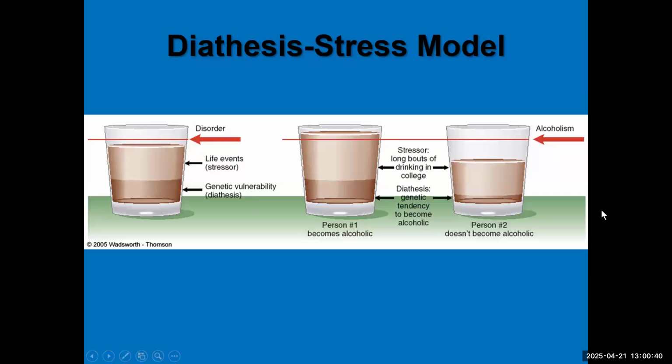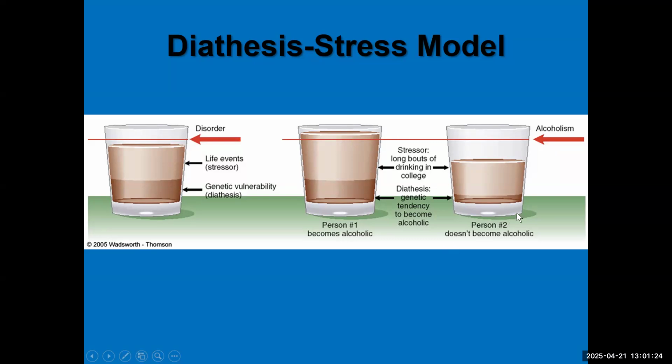So if we look over here on the right, they use the example of alcoholism. So we have two people here. Person one is the one that becomes an alcoholic, and person two doesn't become an alcoholic. So on the left here, person number one has inherited a large tendency to become an alcoholic. So through their genes, they've inherited a substantial amount of that disorder, and therefore when they went through some life stressors, that helped it accumulate up to this line. You can see that they actually became an alcoholic.